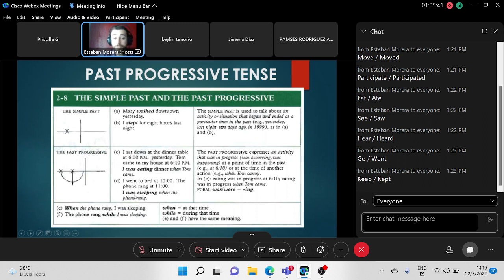I was sleeping when the telephone rang. I was sleeping. The action started here. The action was a continuous action, a progressive action. When the phone rang, it interrupted the progress of the other action.